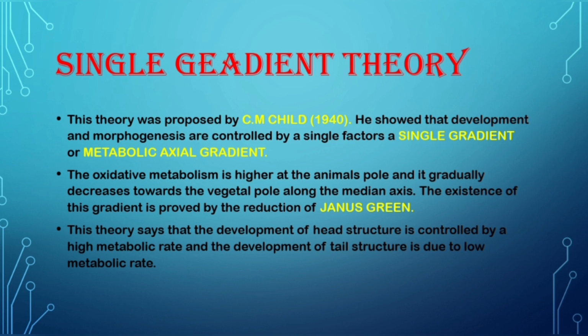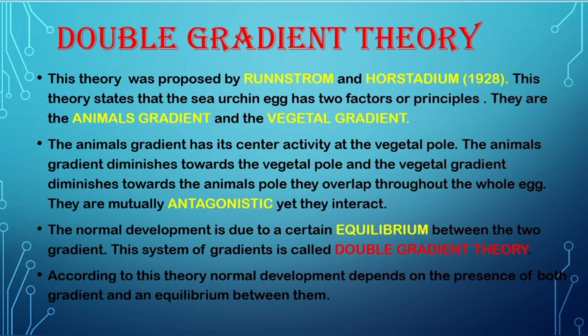This theory says that the development of head structure is controlled by a high metabolic rate and the development of tail structure is due to the low metabolic rate. Double gradient theory. This theory was proposed by Runnström and Hörstadius in 1928. This theory states that the sea urchin egg has two factors or principles. They are the animal gradient and the vegetal gradient.